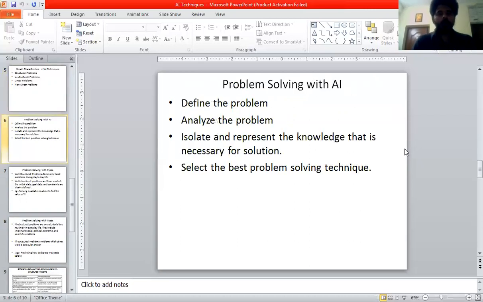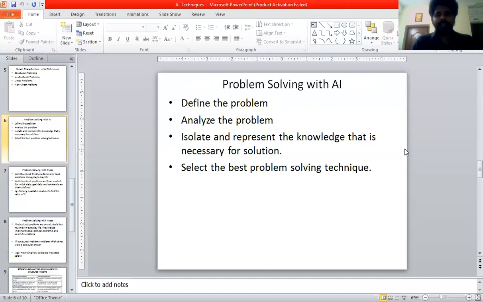Next, how to do problem solving with AI. What is meant by problem solving is that for any problem that occurs, we have one solution. So for the solution, we take it as one problem, and it is to be solved by using some scenario or statement that can be done using artificial intelligence.